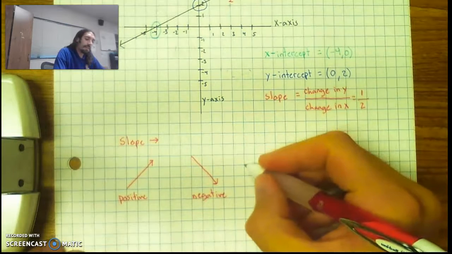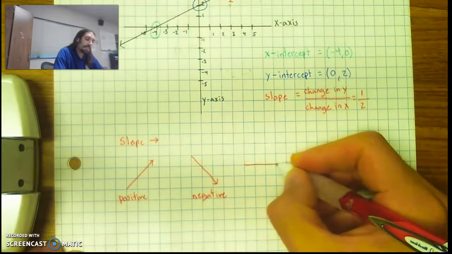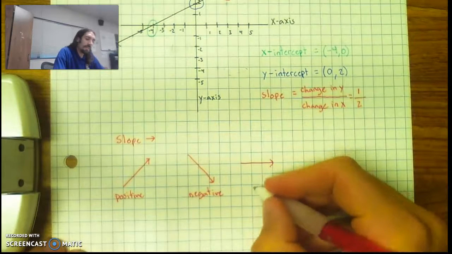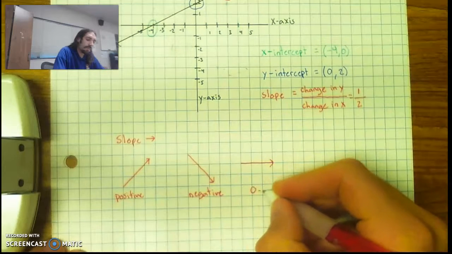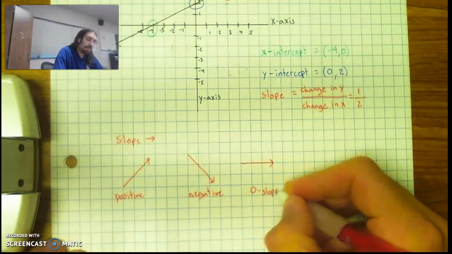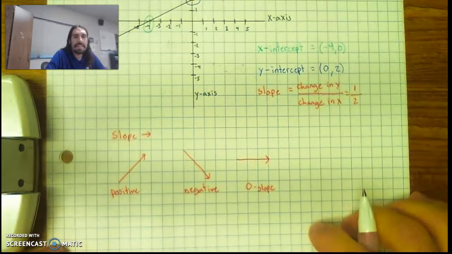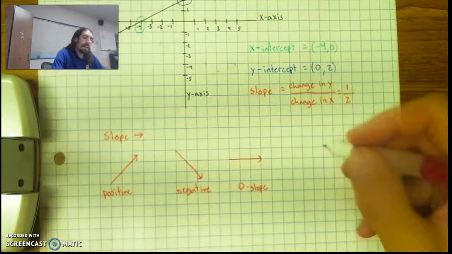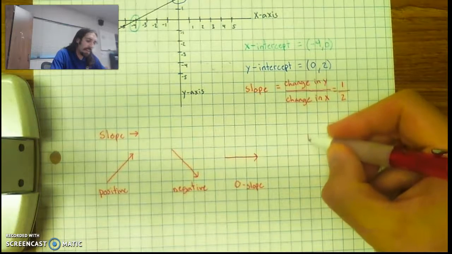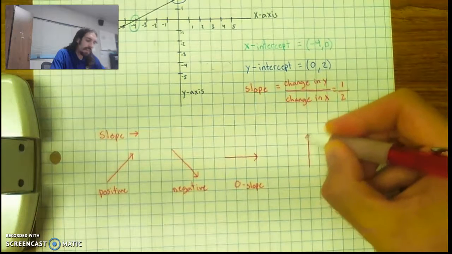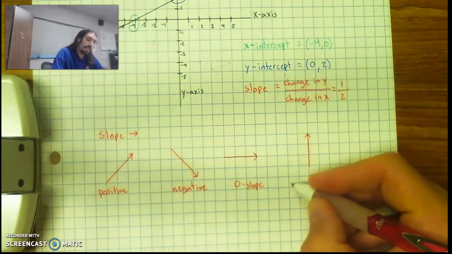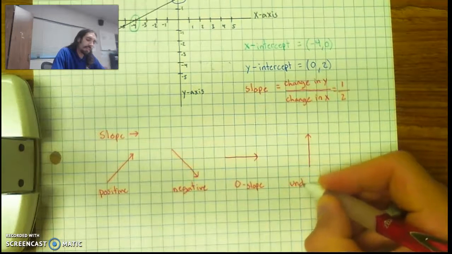It could also be that we have a horizontal line. In this case, we would say that we have 0 slope. The idea is that there is no change in y. There is 0 change. And then finally, if we were to end up with a vertical line, straight up and down, then we are going to say that our slope is undefined.